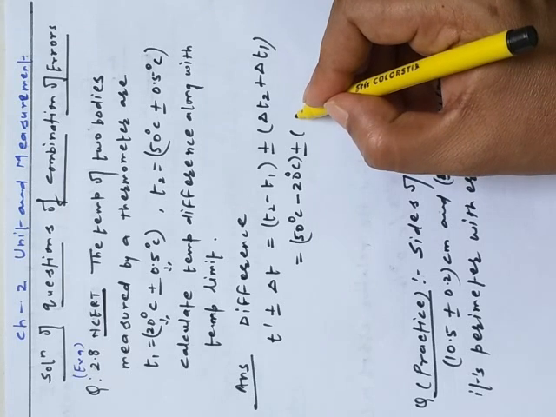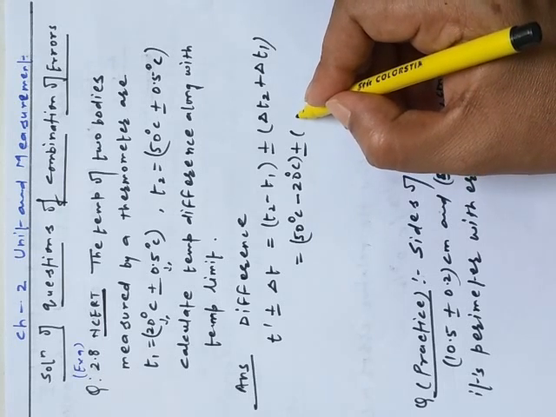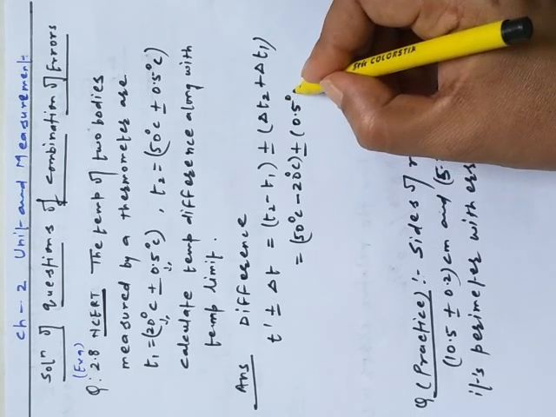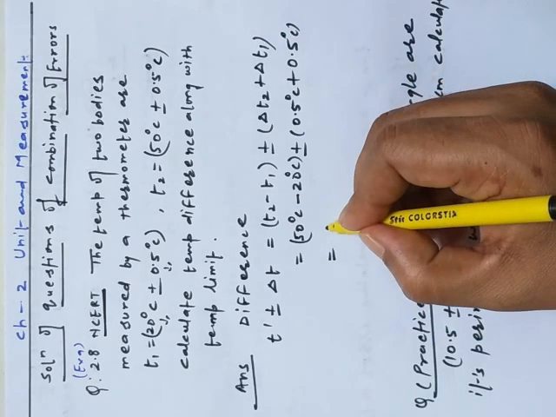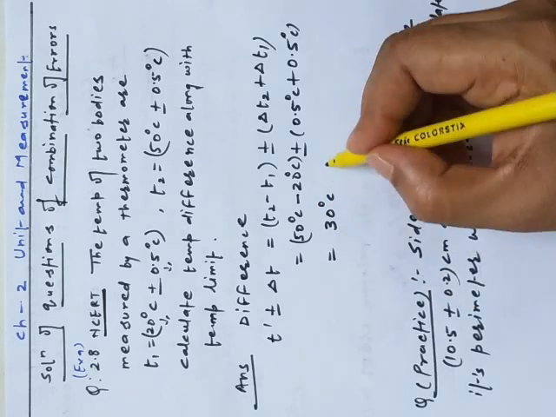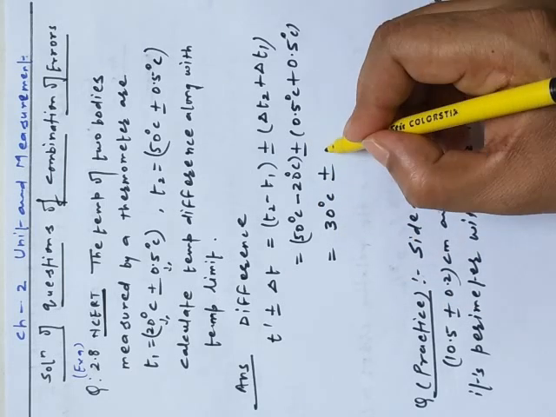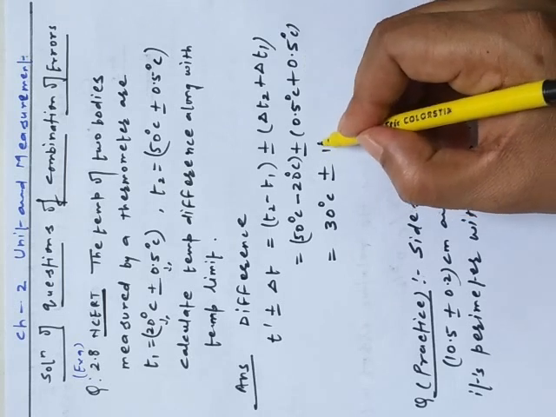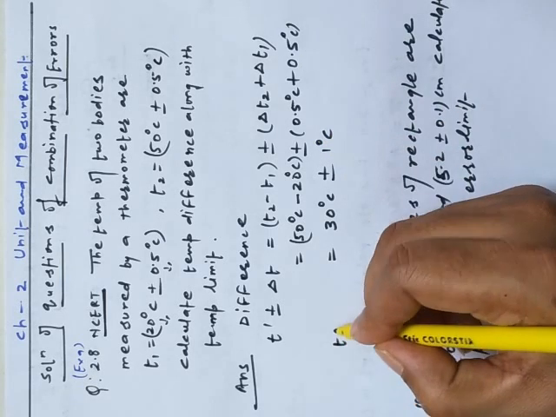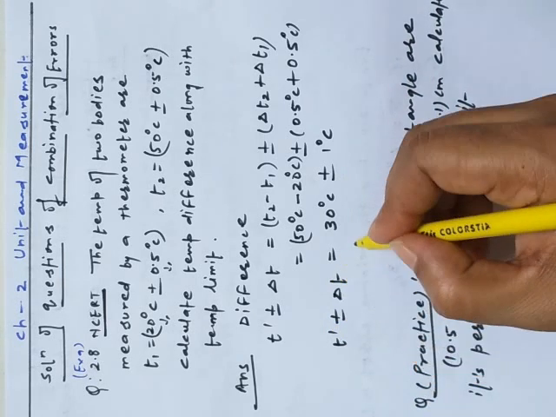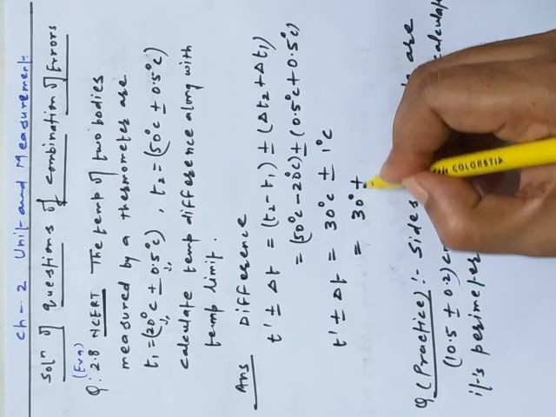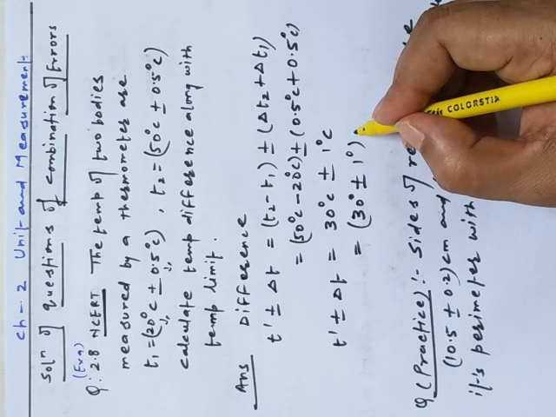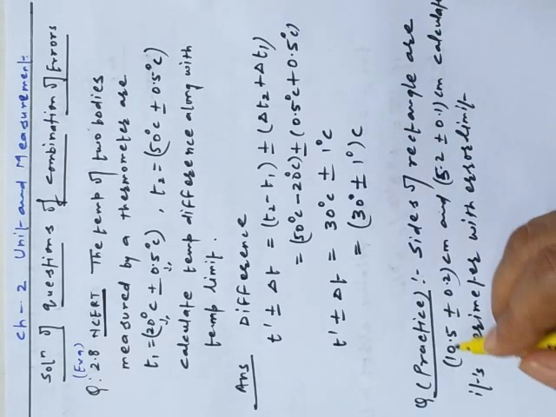That is, we have 0.5 degree Celsius plus 0.5 degree Celsius, and finalizing, we assess it. So we get 30 degrees Celsius as the subtraction of T2 minus T1, plus minus 0.5 plus 0.5, that is 1 degree Celsius. So this is the final answer which we have: 30 degrees plus minus 1 degree with the unit Celsius. So this is the first representation of the question we have.